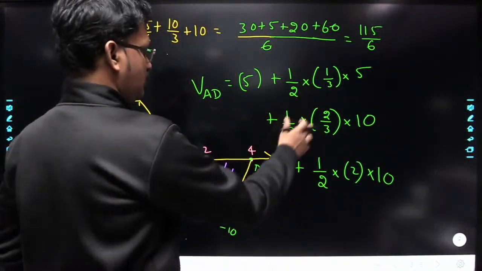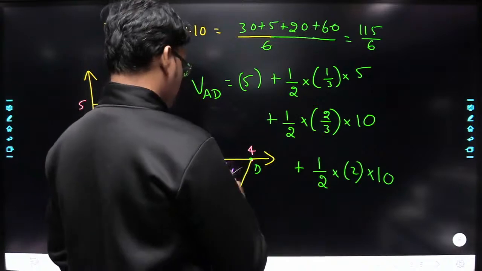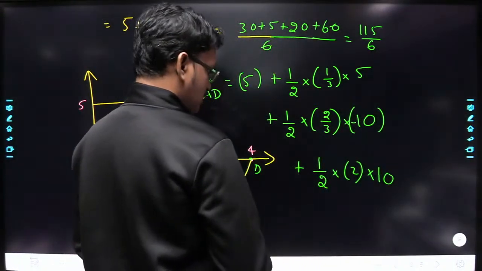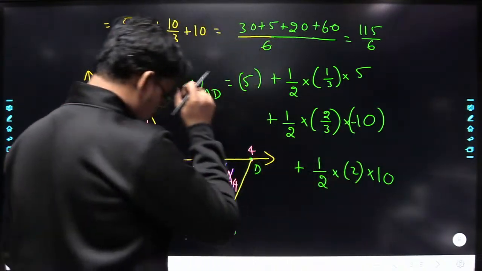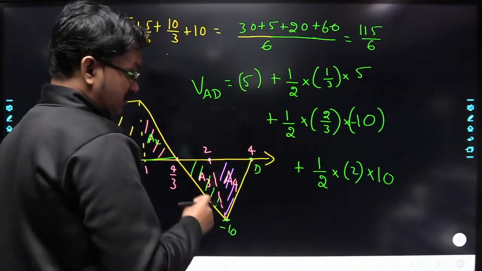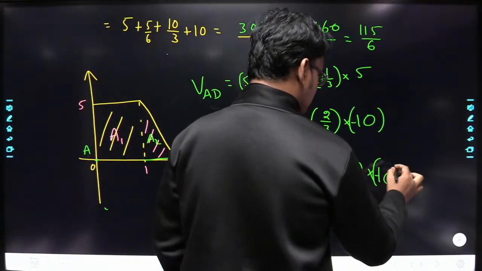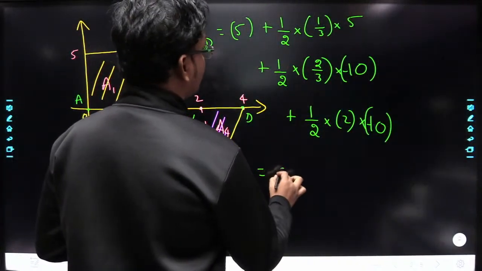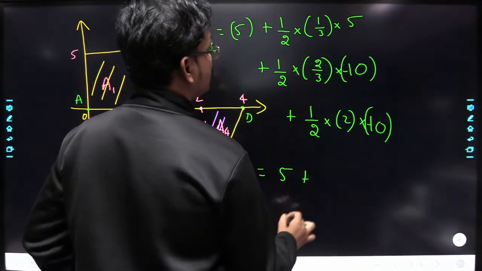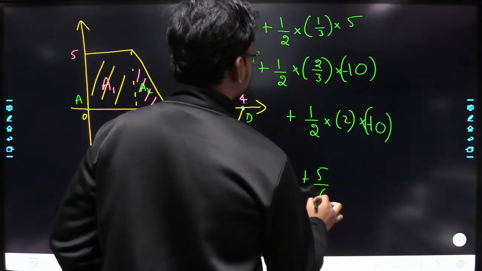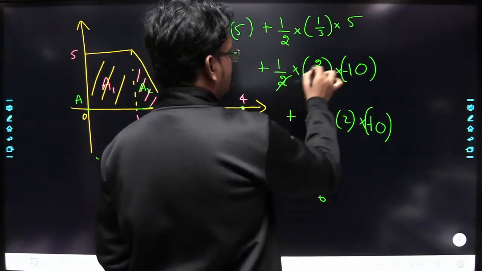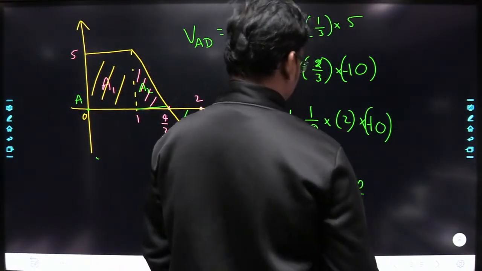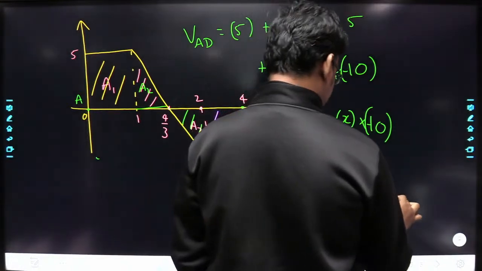So A1, A2, A3. If you take half into base into height, and here if you take minus 10, then what are you getting here? You are getting 5 plus 5 by 6, and then here 2 will get cancelled, minus 10 by 3, and here 2 will get cancelled, minus 10.